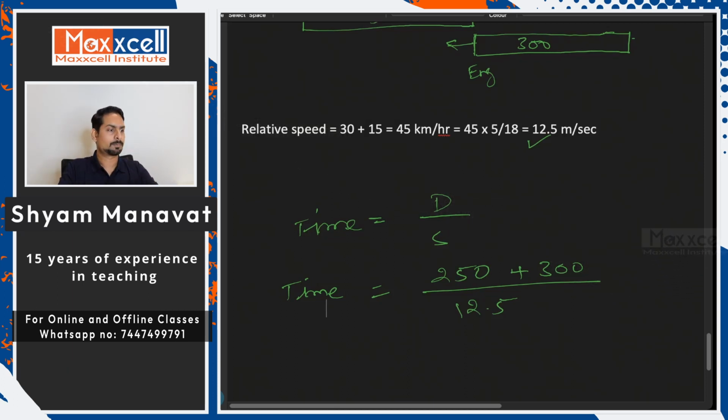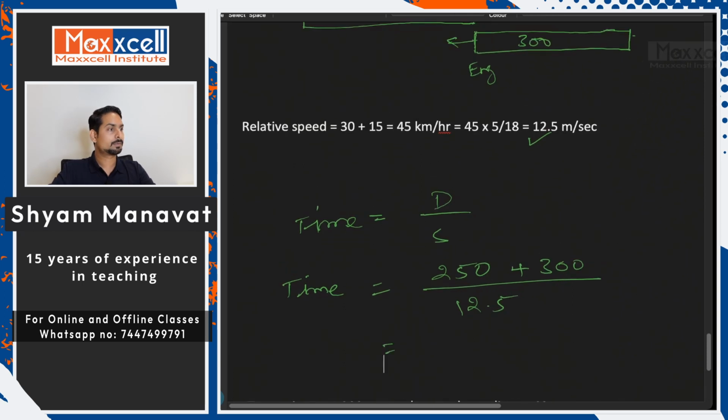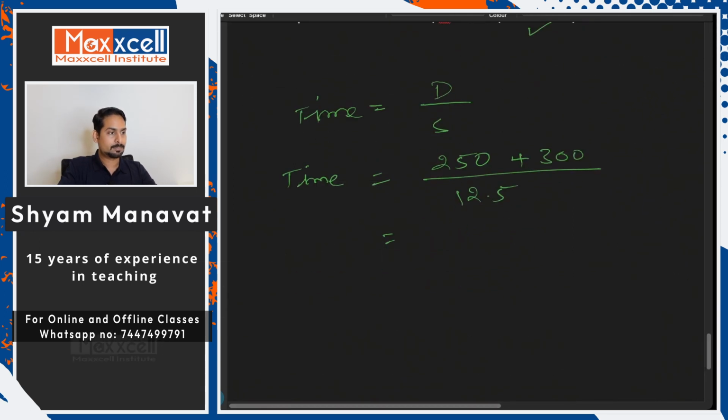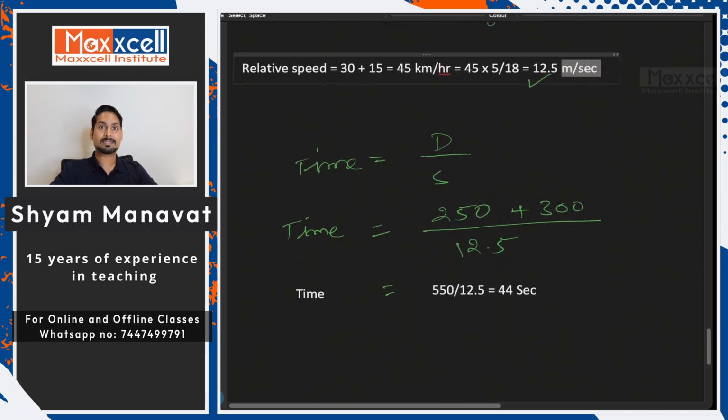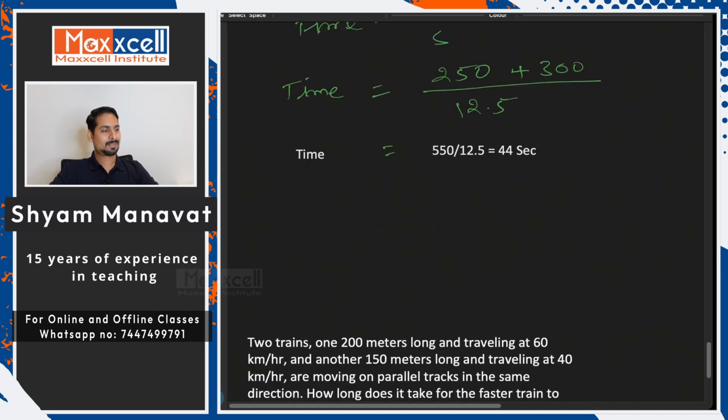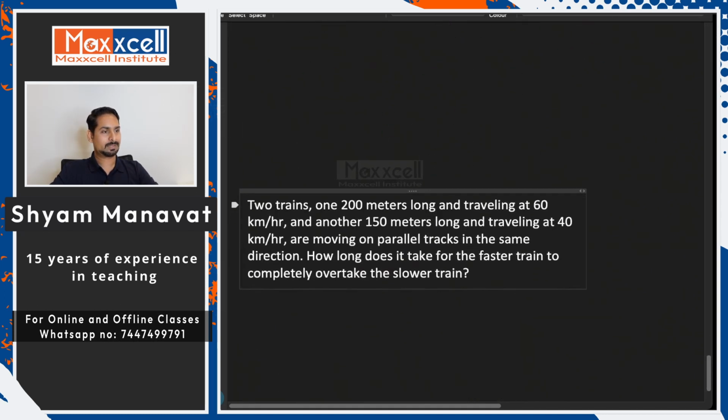These two things, simple. So you will say here this is 250 plus 300, that is 550, divided by 12.5, will get you 44. So the answer is 44 seconds. The unit of time here will be seconds. Why? Because the unit of speed is meter per second, and we have taken the unit of distance in meters. All right, beautiful, great. Let's look at the next question.